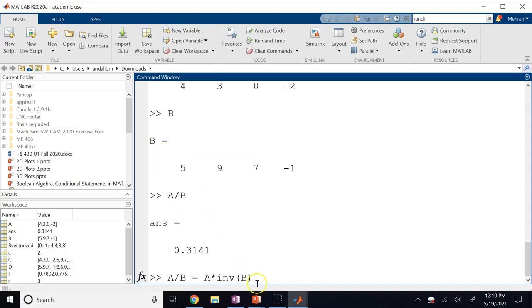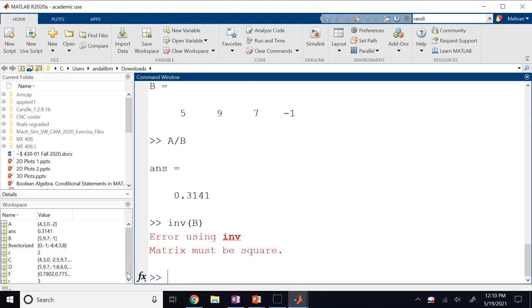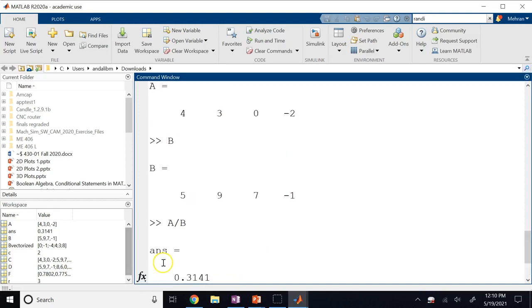But apparently something exists here. Let's just run the command inv of B. You see, it doesn't give me anything. So the matrix should be a square. So how come it did anything here? We'll talk about that in a second.